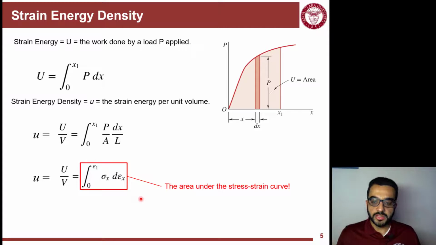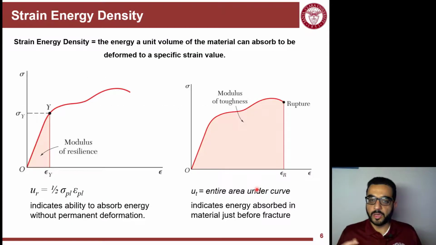So when you do that integration, you end up with the area under the stress-strain curve, which is pretty cool. You already have the stress-strain curve for the material, so you can now calculate the amount of energy. That moves us to another definition of strain energy density: the amount of energy that a unit volume of the material can take to result in a specific strain value.